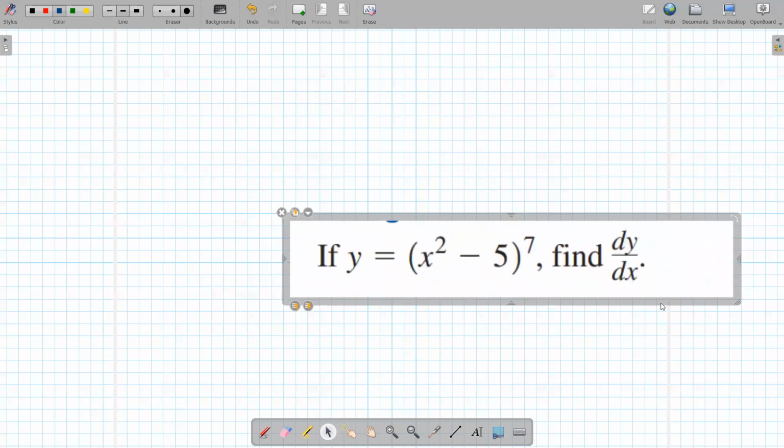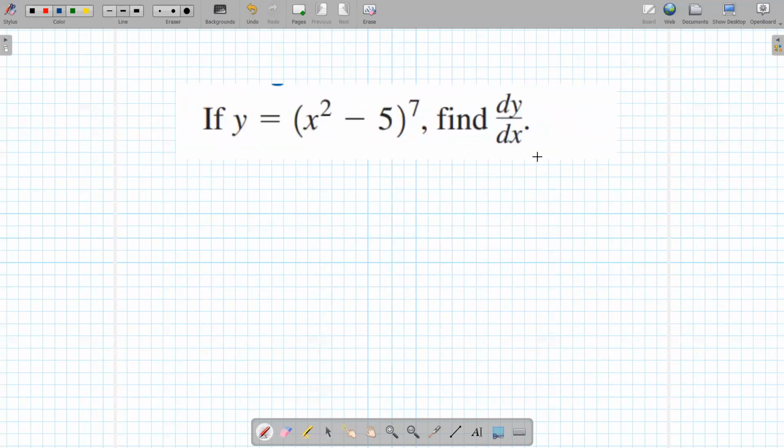It says find dy over dx. That just means find y prime. This means the same thing. It's the derivative. Interchangeable. Well, I'll be y prime here. And remember to use the chain rule as well.